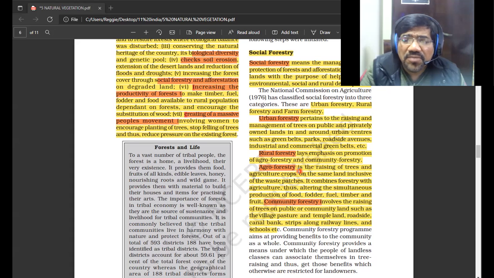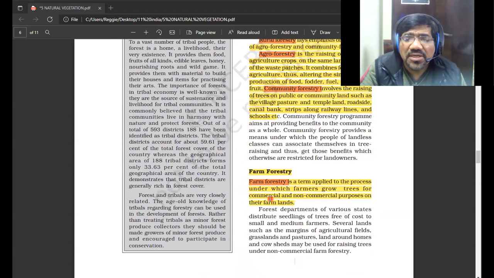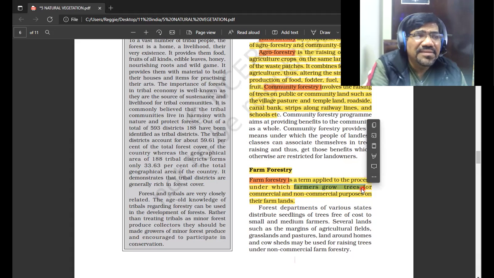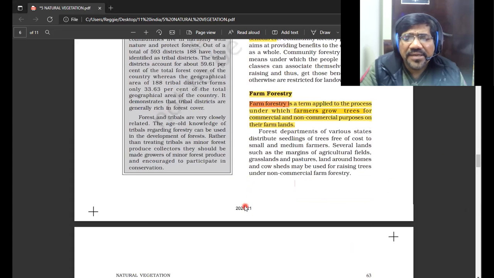Agroforestry means agriculture and forestry going hand in hand. Here patches of land are used for community development. The community is involved in agroforestry. If the community is involved, then what will happen? They will never cut those forests. That is the beauty of involving the community. Now, how is farm forestry done? In farm forestry, farmers grow trees, right?